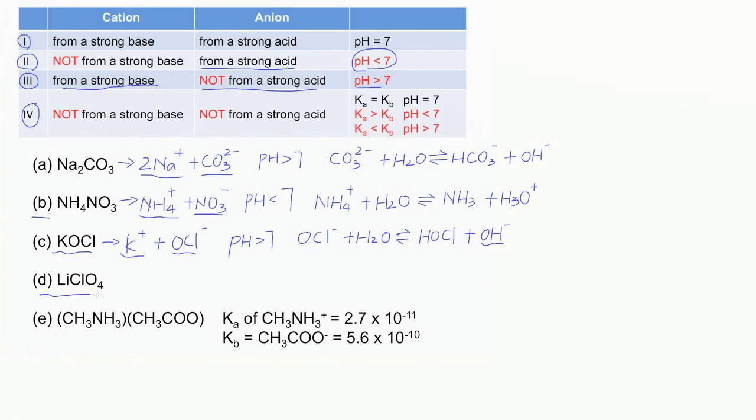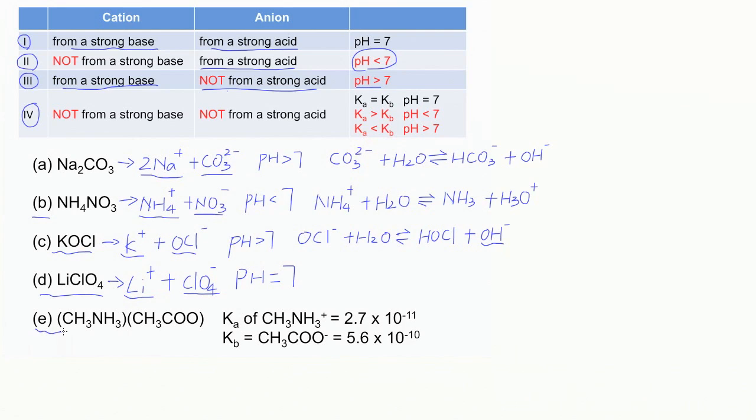How about D? D, lithium perchlorate. Dissolve that in water, you will get lithium cation and perchlorate. Lithium cation is from a strong base, lithium hydroxide, and perchlorate is from a strong acid, perchloric acid. Therefore, cation is from a strong base, anion is from a strong acid. Therefore, it's a neutral salt. pH equals 7. Okay, so this is example D.